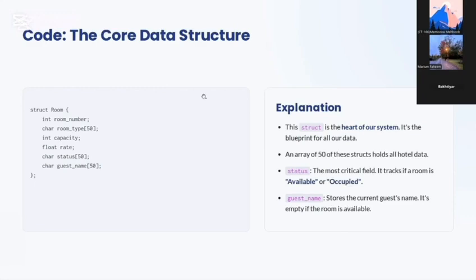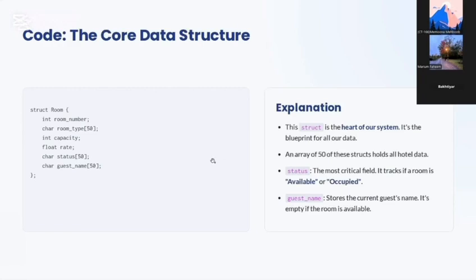Now I'm going to explain some of my parts. The struct is the heart of our system. It's the blueprint of all our data. Everything in our system is defined in the struct. An array of 50 of these structs holds all the hotel data. Basically, in this line, we are trying to say that the array of this struct holds the whole data of our code.